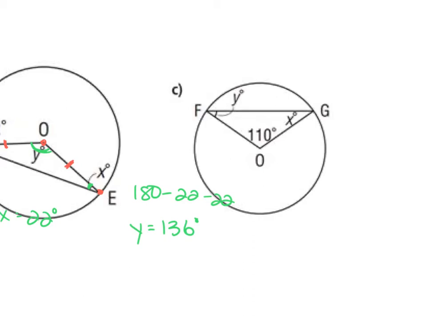For C, C is actually really similar to B. Again, we have O to F and O to G. They're both radii. If these sides are the same length, that means that angle Y and angle X are going to be equal. Now they tell us that this angle here is 110. So if I go 180 minus 110, that leaves me with 70 degrees. The 70 degrees that are left over have to be split equally between X and Y. So 70 divided by 2 means each angle, X and Y, is 35 degrees.